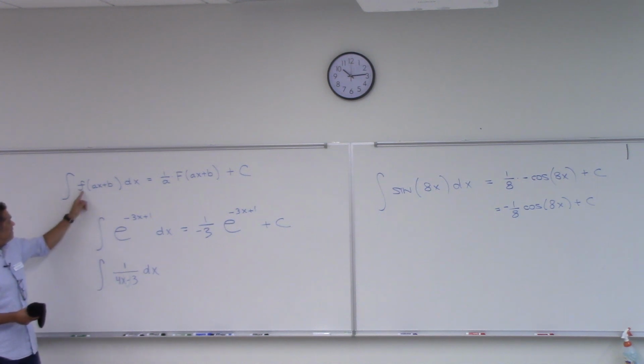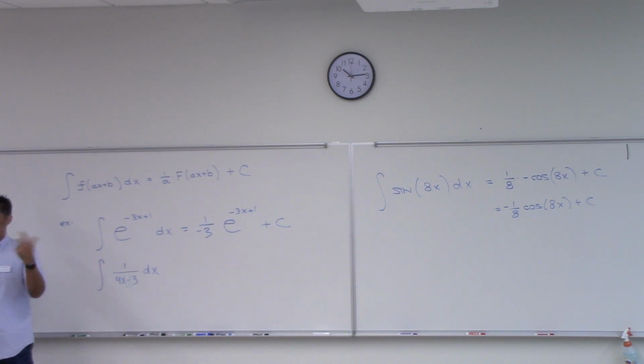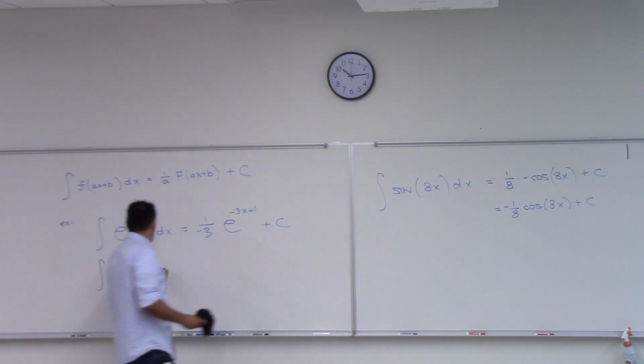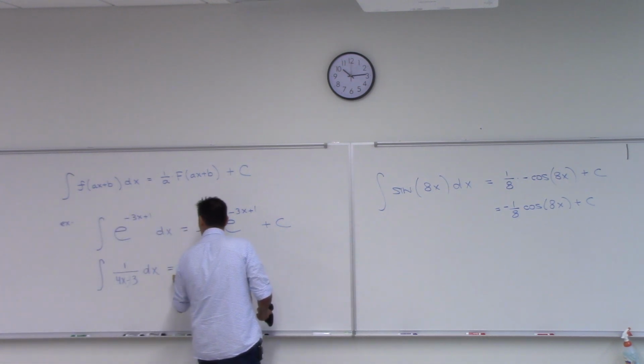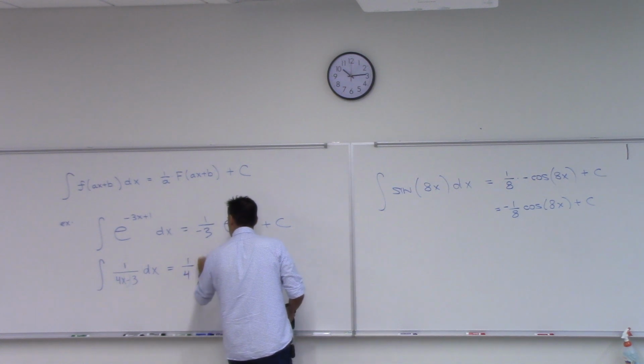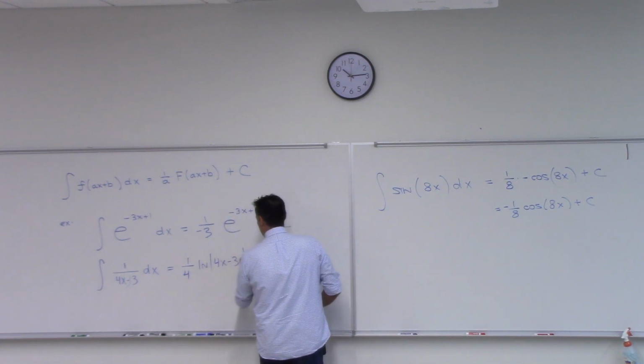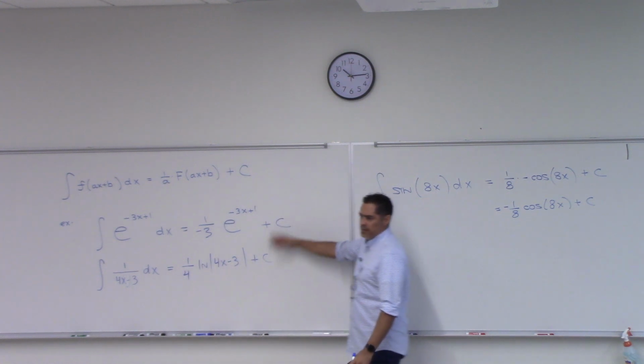So do you know the antiderivative of 1 over u? Natural log of the absolute value of u, right? But you're going to need to scale it by 1 over a. So this is going to become 1 over what? 1/4 natural log of the absolute value of what? 4x minus 3.